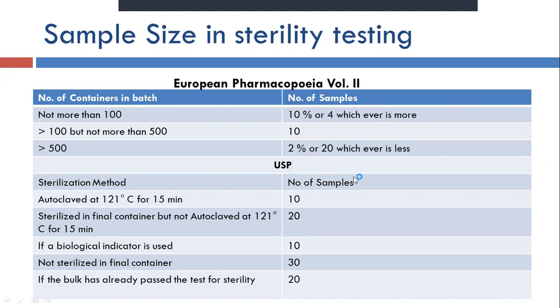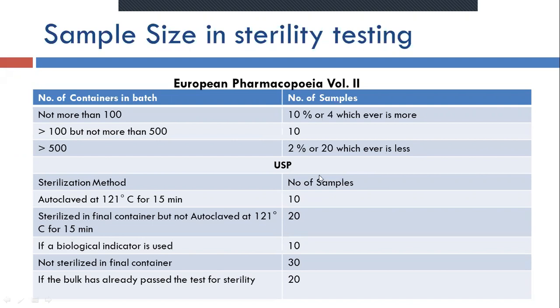Suppose the number of containers in a batch is less than 40, say 30. In that case 10% will be 3, but we are not taking 3, instead we are taking 4. Like that, if it is more than 100 but not more than 500, we have to take 10 samples, and for more than 500, 2% of the containers or 20, whichever is less, has to be taken. That is as per the European Pharmacopoeia.